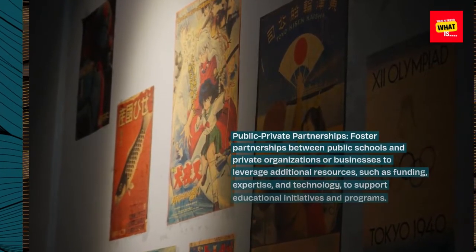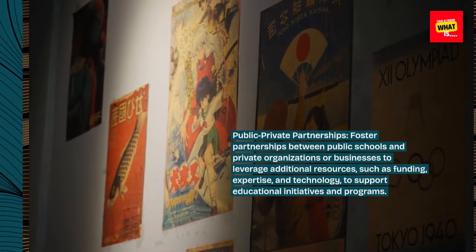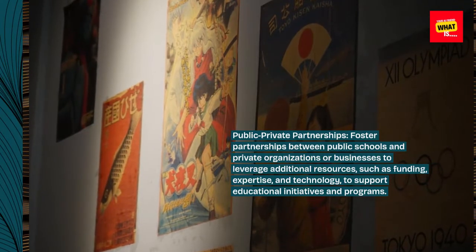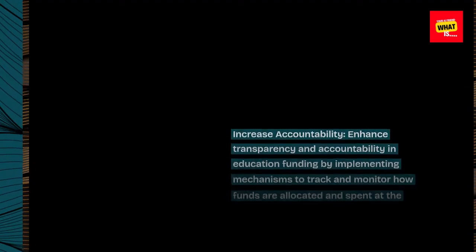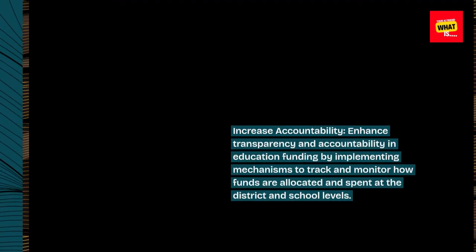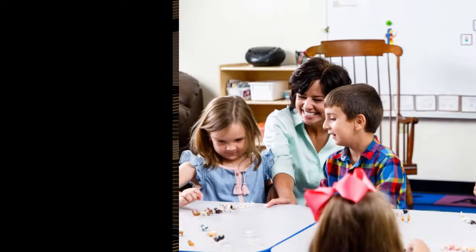Foster partnerships between public schools and private organizations or businesses to leverage additional resources, such as funding, expertise, and technology, to support educational initiatives and programs. Increase accountability. Enhance transparency and accountability in education funding by implementing mechanisms to track and monitor how funds are allocated and spent at the district and school levels.